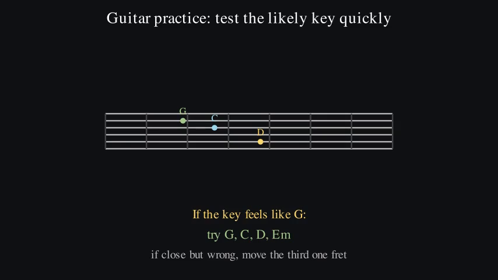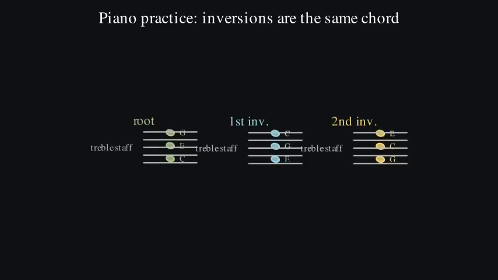On piano, practice triads and inversions. Root position C is C, E, G. First inversion is E, G, C. Second inversion is G, C, E. Inversions are not separate chords. They are the same chord with a different bass or spacing. When you analyze a recording, the bass might play E while the harmony is still C. That does not automatically mean E minor. Check the upper notes.